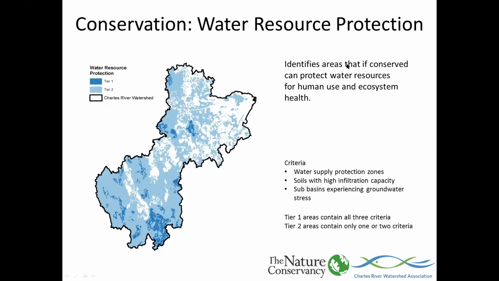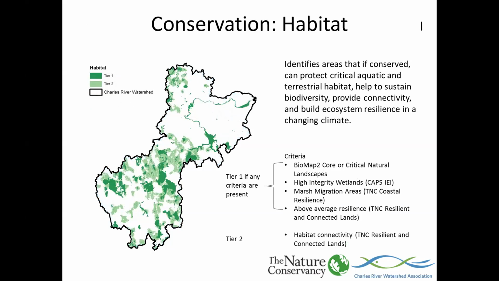So this includes water supply protection zones, soils with high infiltration capacity, and subbasins that have groundwater stress and need more groundwater infiltration. Obviously, developing areas where you have groundwater stress is going to reduce the amount of infiltration you are getting overall. And then habitat as well, of course, needed to be combined in.